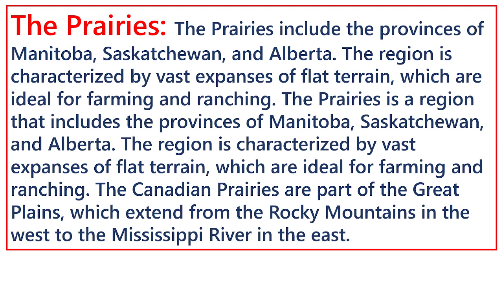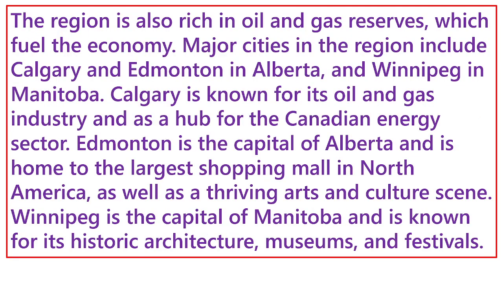The Canadian Prairies are part of the Great Plains, which extend from the Rocky Mountains in the west to the Mississippi River in the east. The region is also rich in oil and gas reserves, which fuel the economy. Major cities in the region include Calgary and Edmonton in Alberta, and Winnipeg in Manitoba.